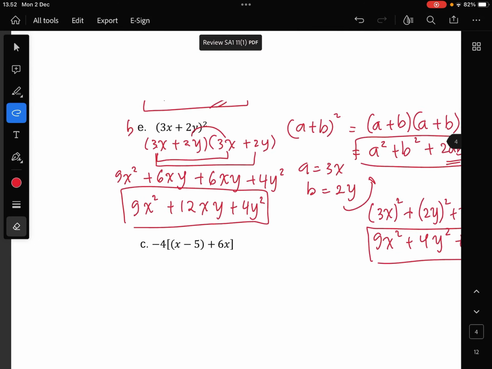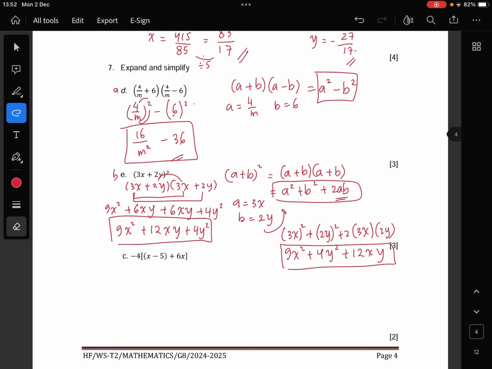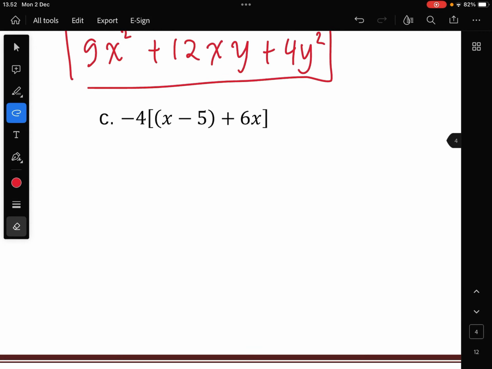Hi everyone, this is another video, the continuation from part 3. We are going to finish number 7C here. We need to expand and simplify, and we need to pay attention to the order of operations. If you have this kind of question, it means you have to do the inside of the bracket first.